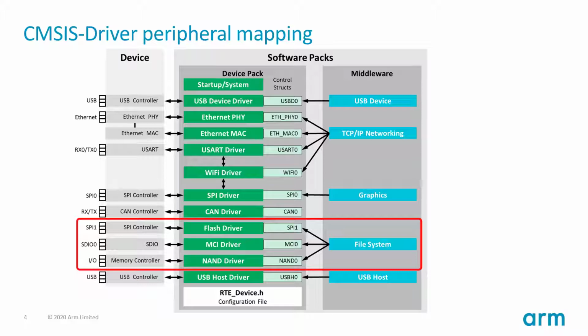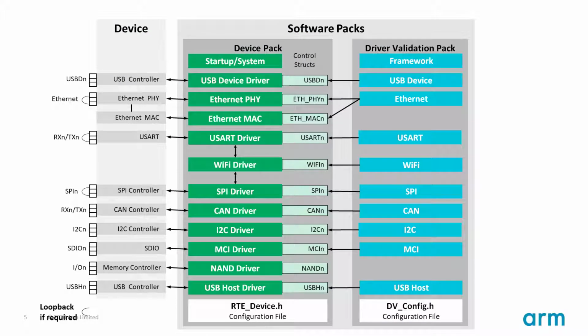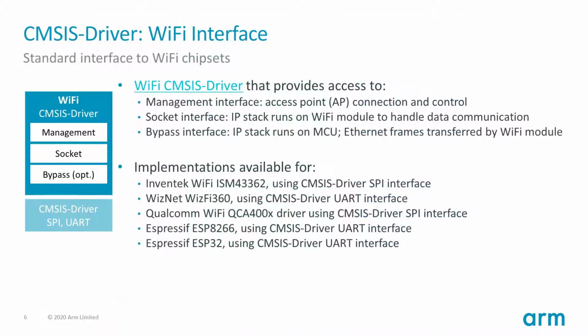actual hardware connection. Using the driver validation test suite, you can ensure that your device is configured correctly, and all drivers are set up as required. The validation test suite is available for all CMSIS drivers. The latest extension to the CMSIS driver API is for Wi-Fi. The currently available driver implementations either use UART or SPI to communicate with the device or module.